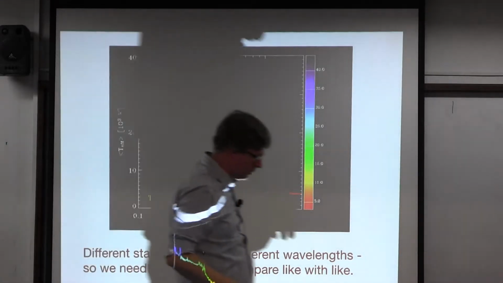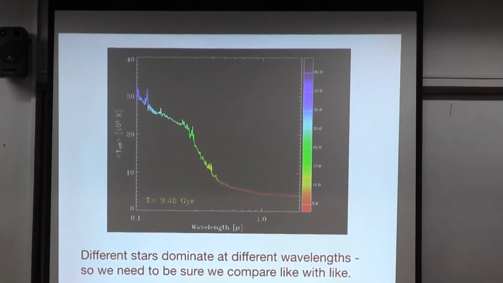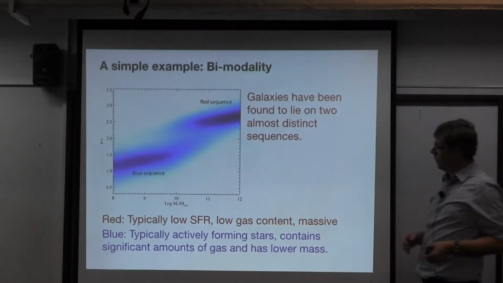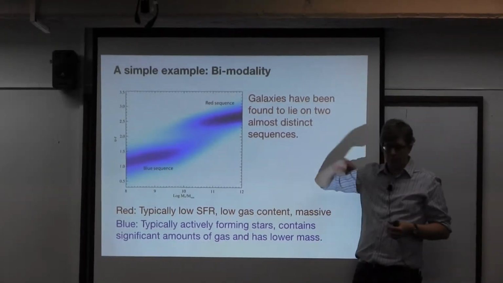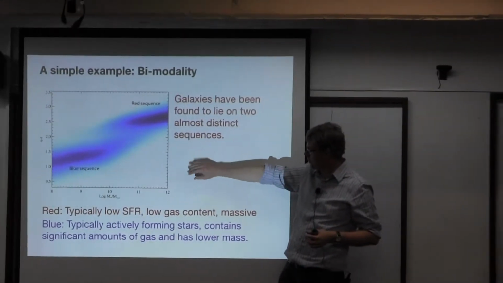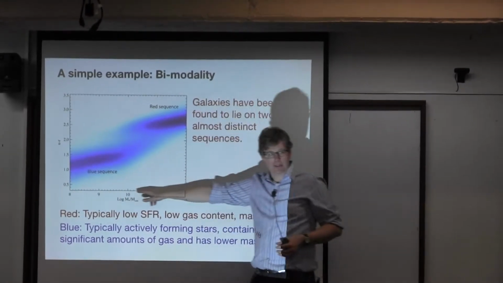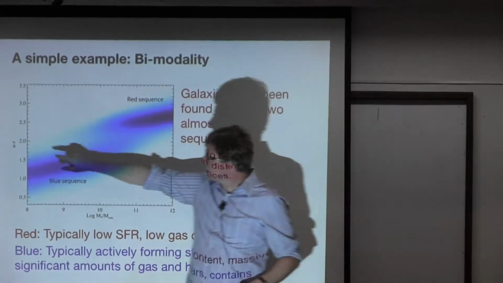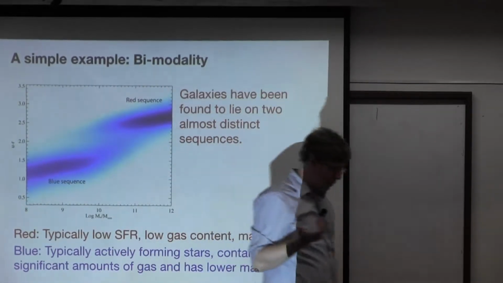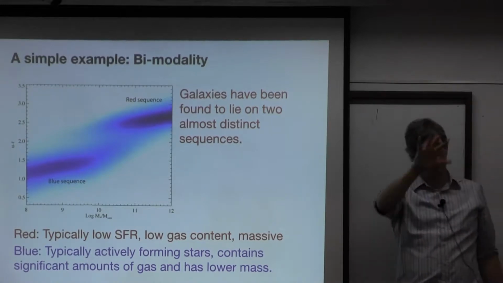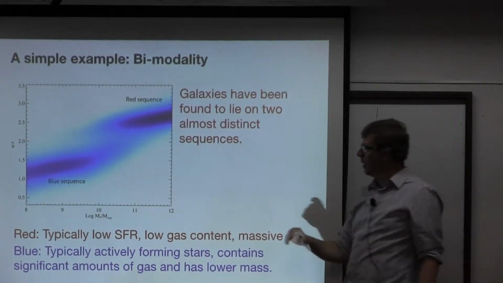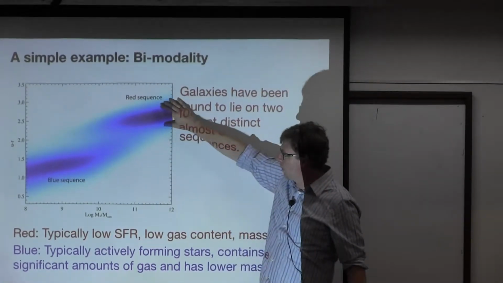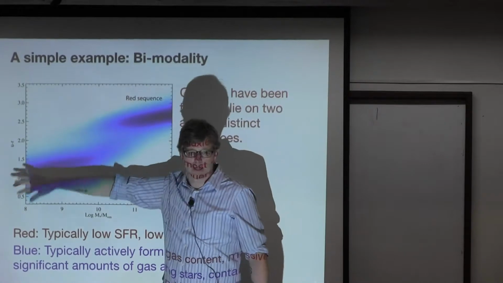And the most famous example of this is probably what's called the bimodality relation. Here is something I created from the Sloan Digital Sky Survey. This is the mass of galaxies. So the Milky Way, again, is about here. And on this axis is the color, the U minus R color, so the difference in light at, say, 4,000 angstrom to about 6,500 angstrom. And you can see there are 2 clumps. There's the red sequence, and there's the blue sequence.